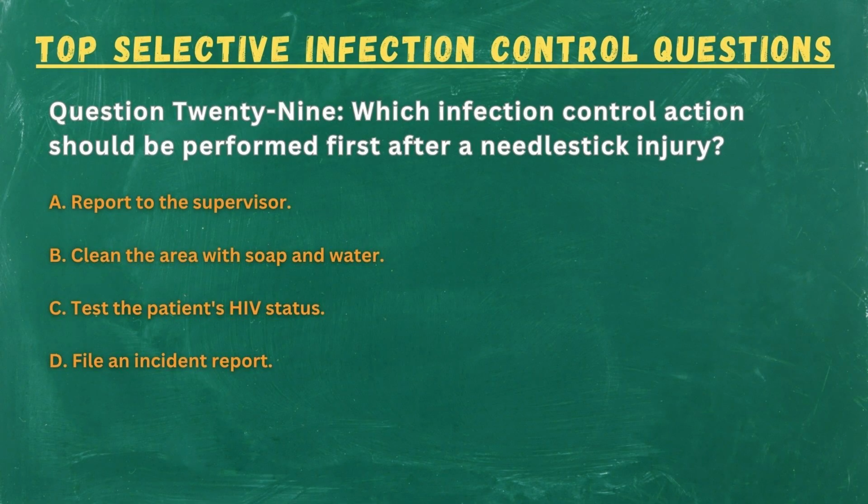Question 29. Which infection control action should be performed first after a needle stick injury? A. Report to the supervisor. B. Clean the area with soap and water. C. Test the patient's HIV status. D. File an incident report. Answer. B. Clean the area with soap and water.